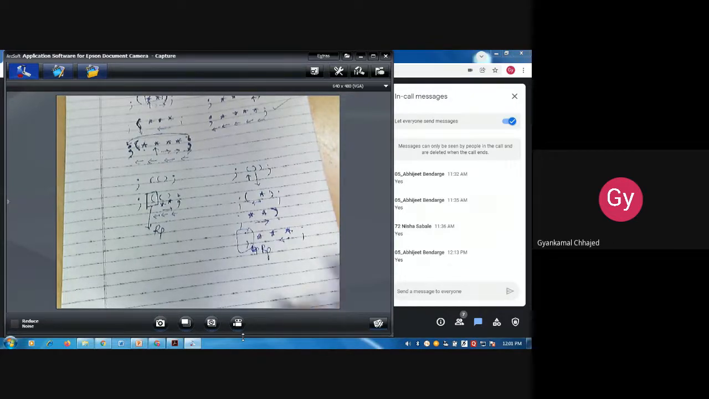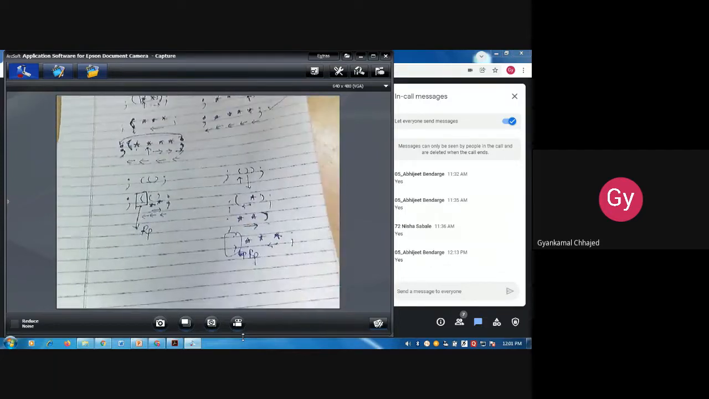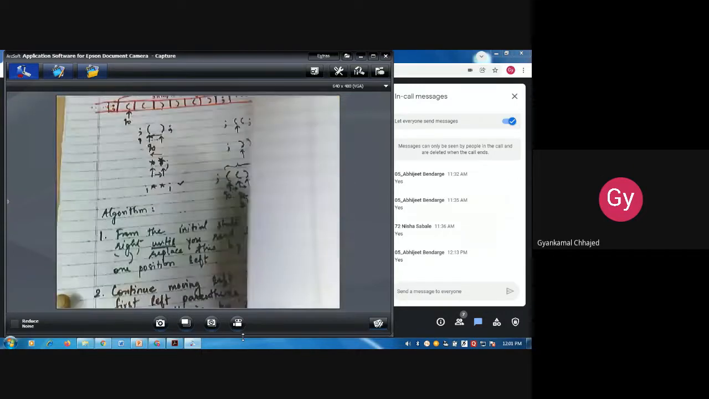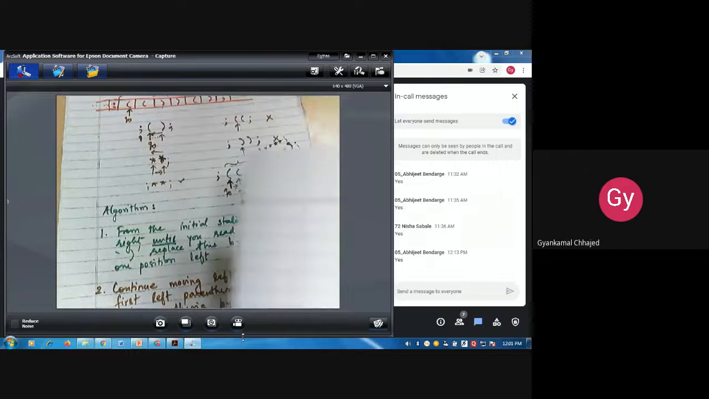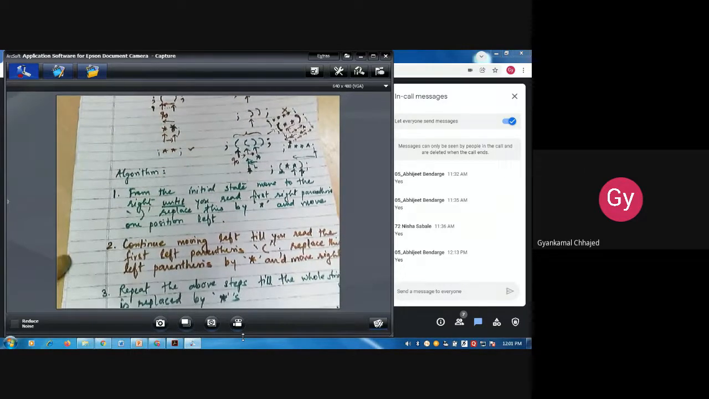So now to design for this logic, okay, how we will be designing? So the designing will be, so what is the algorithm? So the algorithm, let me show the algorithm and then we'll design accordingly.